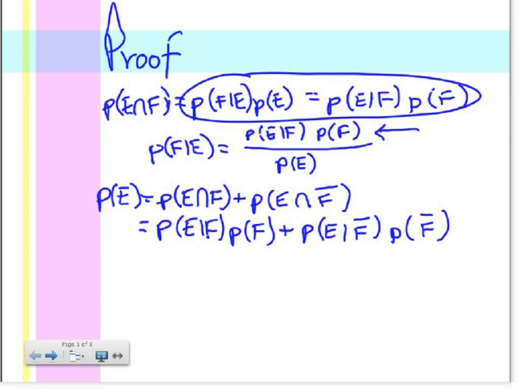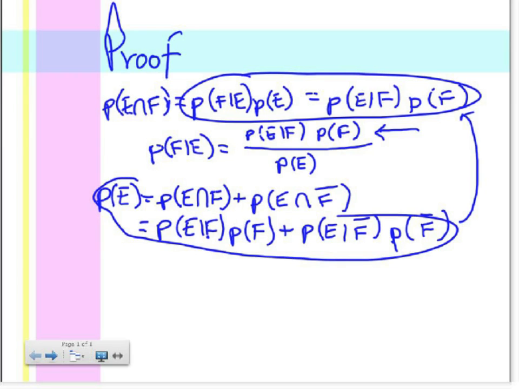The way that we were able to write this final statement is that, using the first statement that we had at the top, the probability of E and F is E given F times F, and E and not F is E given not F times not F. And we see that exact formula right at the top of the slide. So we've actually just proved Bayes' theorem.